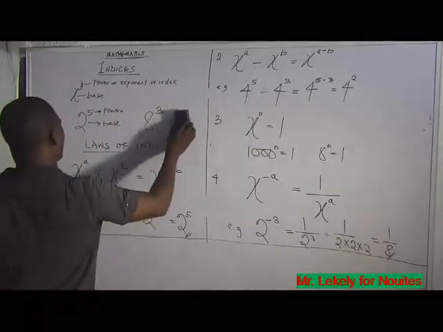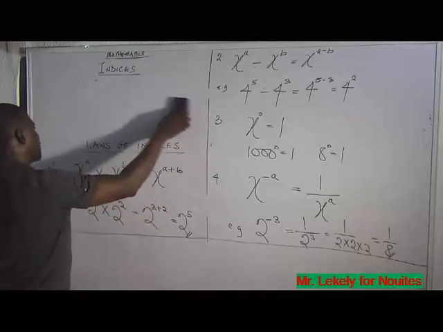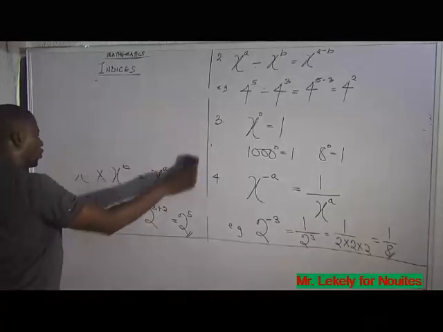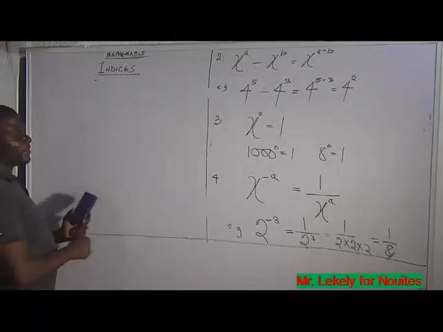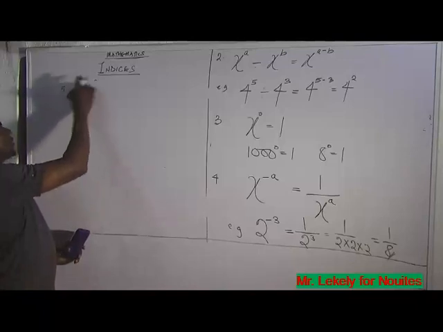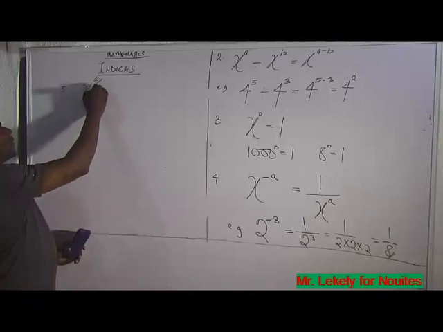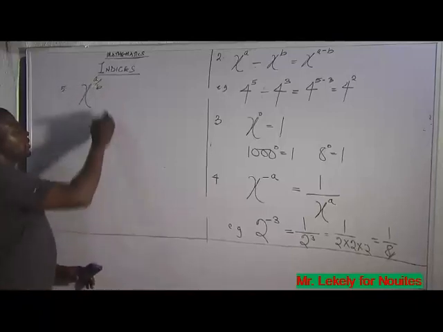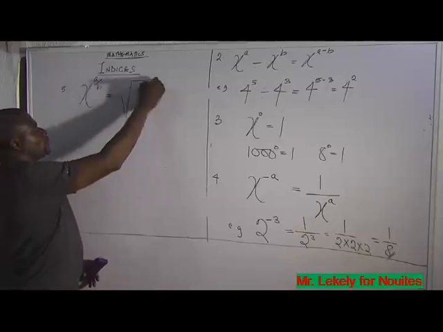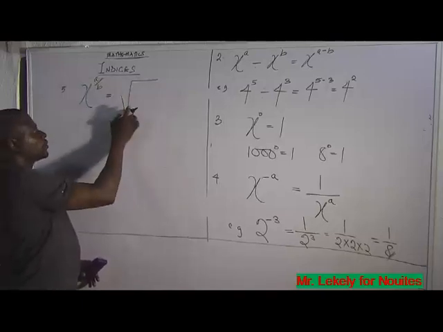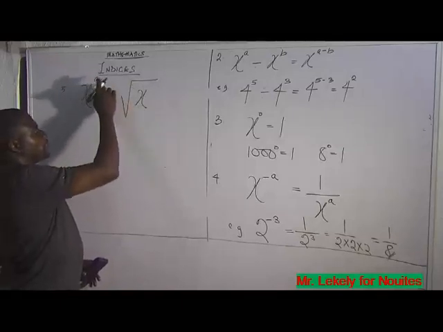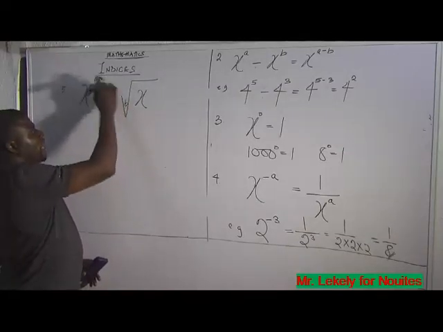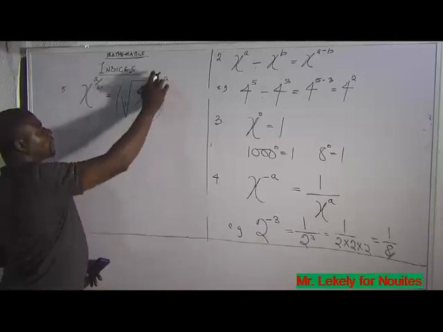So, let's look at law 5. That's law 4. Law 5. Law 5 is saying that if I have x raised to power a over b, now I will change this line to square root, then the x will come inside, then the b will come here, then the a which is on top will be here. It's a law.